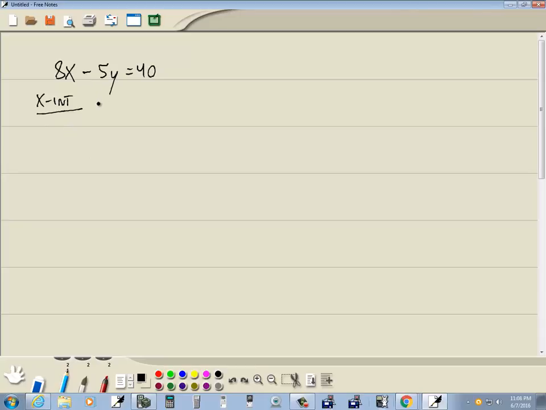Well, if we look at our x-intercept, to find the intercepts, you always plug 0 into the other variable. So plug 0 in for y. So we got 8x minus 5 times 0 is equal to 40. 5 times 0 is 0, so that drops away. And we got 8x is equal to 40. Divide both sides by 8. And you get x is equal to 5.